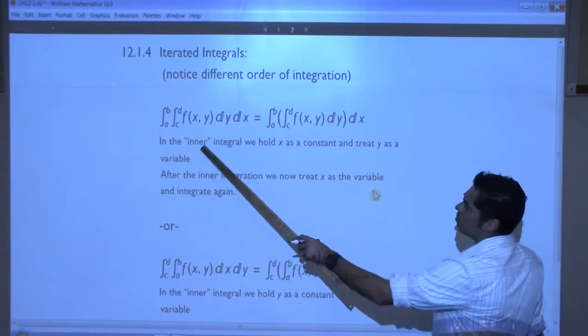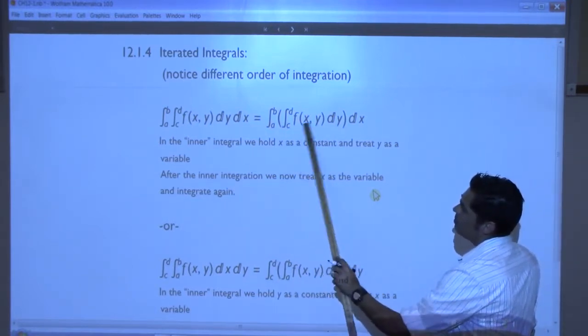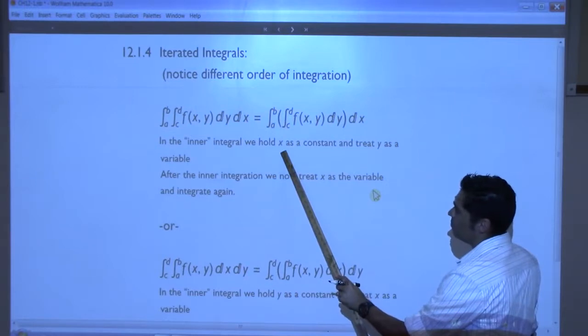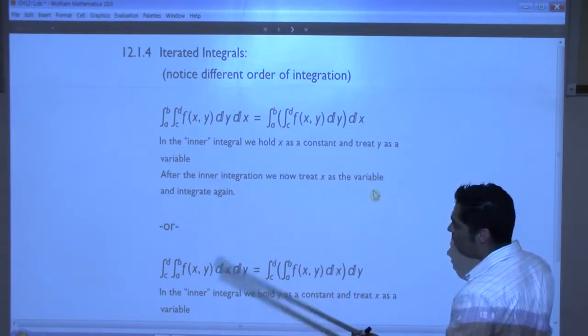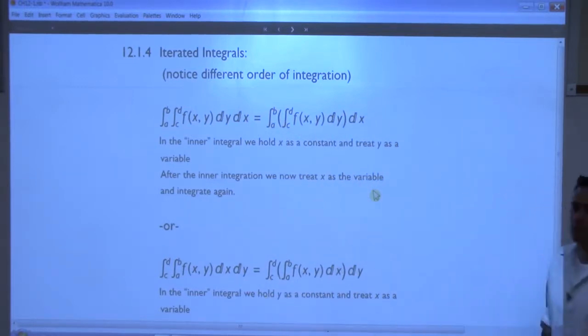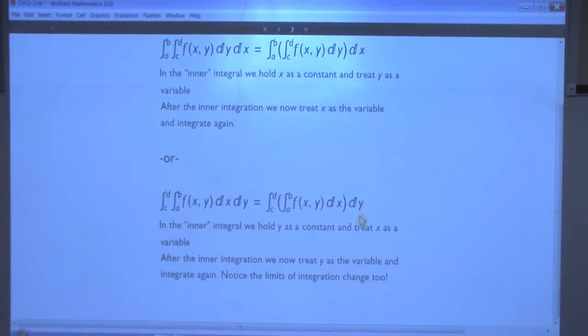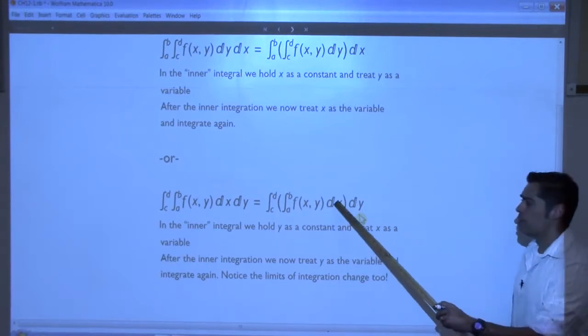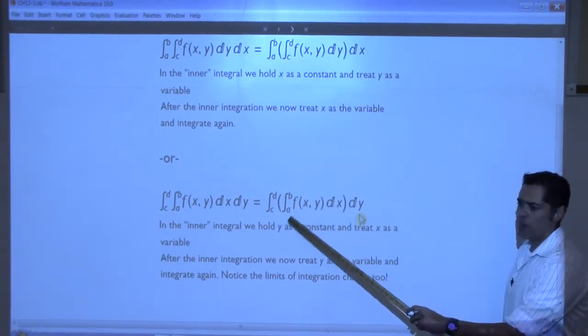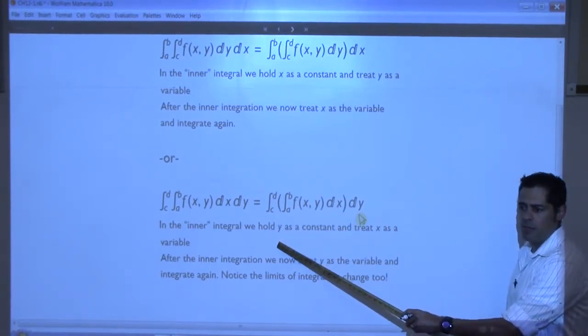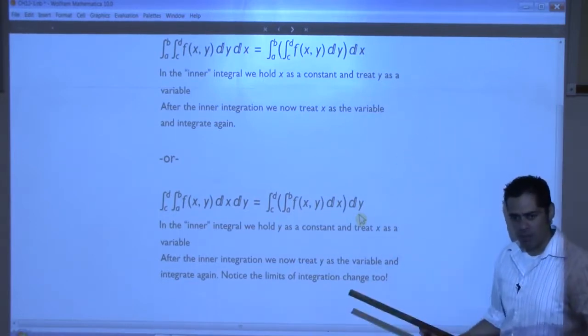So the inner integral is this one in here. Since it's with respect to y, we hold x constant. And then on the outer integral, once we get to the outer one, x will be your variable. This one, it's the other way around, right? We're going to integrate with respect to x first, then we're going to hold y as a constant. Once we've done that, then we integrate with respect to y.